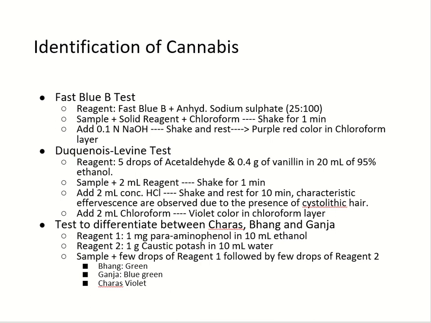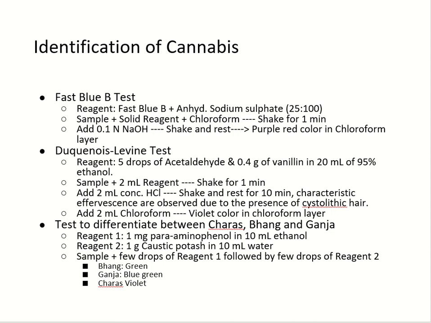For the Duquenois-Levine test, the reagent is 5 drops of acetaldehyde and 0.5 gram of vanillin in 20 ml of 95% ethanol. To the sample, 2 ml of reagent is added, followed by 2 ml of concentrated HCl. It is shaken and kept undisturbed for 10 minutes. Effervescence is observed due to the presence of cystolytic hair, and then 2 ml of chloroform is added. A violet color is observed in the chloroform layer.